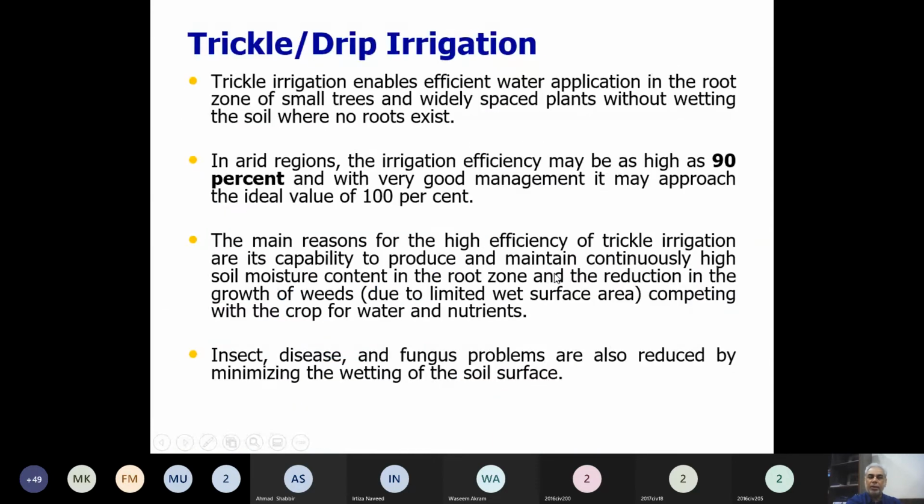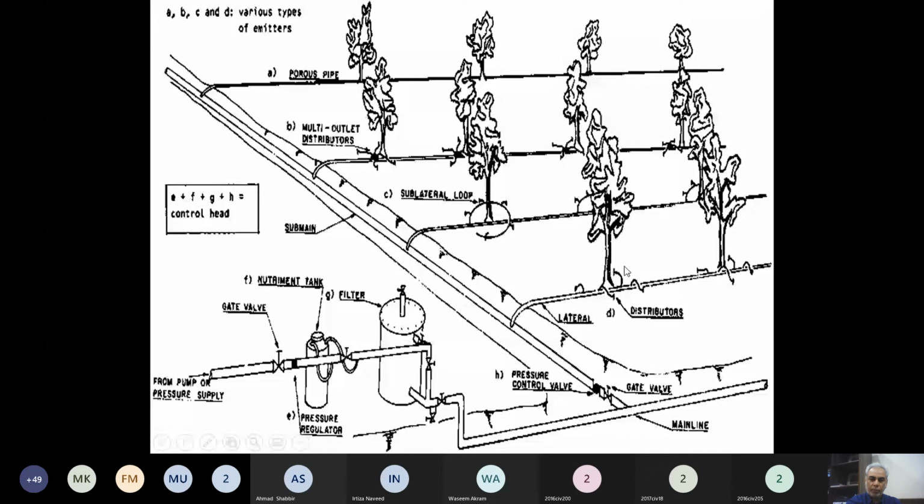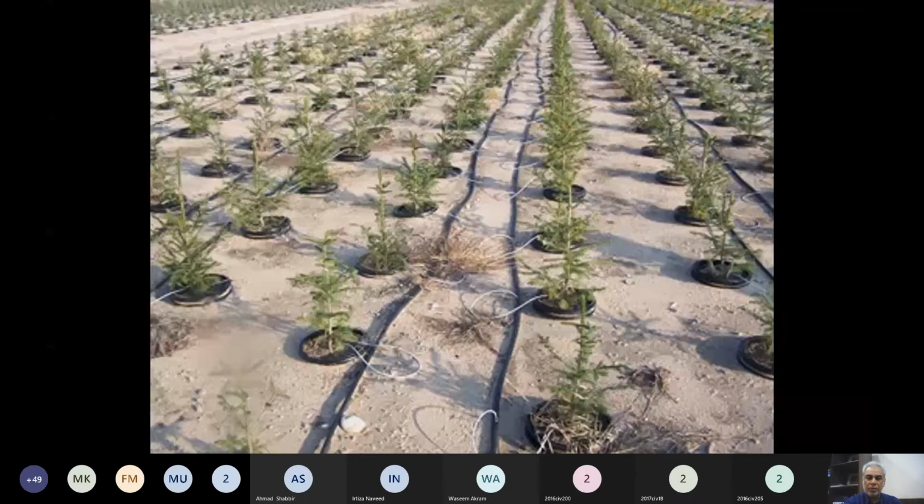The last method is the trickle or drip irrigation method. It provides water to the roots with the help of a pipe network laid in the field, having small openings in the pipe. We call them emitters. Small emitters are inserted in the pipes, and those emitters release water in the form of drop by drop.